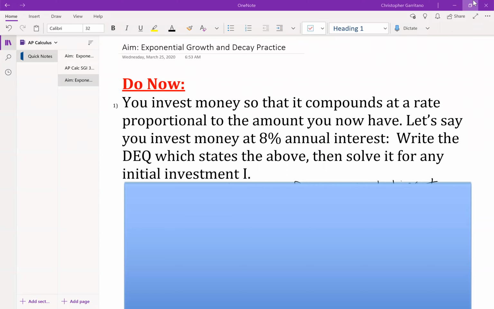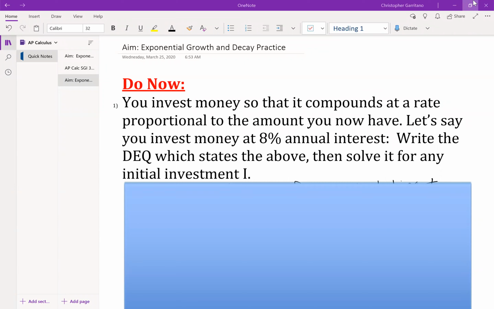Okay, so we start out with this problem. You invest money so that it compounds at a rate proportional to the amount you now have. Let's say you invest some money at 8% annual interest. Write the differential equation. By the way, DEQ is just shorthand notation for differential equation. So write the DEQ which states the above. Then solve it for any initial investment I.